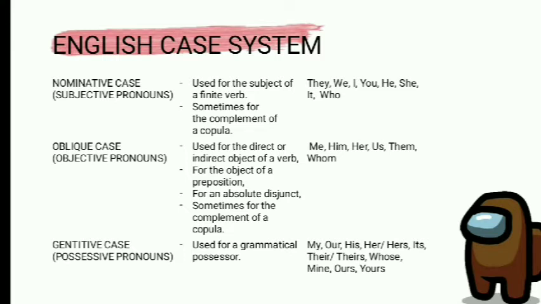Second, oblique case or objective pronouns is used for the direct or indirect object of a verb, for the object of a preposition, for an absolute disjunct, sometimes for the complement of a copula, such as me, him, her, us, them, and whom. And the last, genitive case, or possessive pronouns, is used for a grammatical possessor, such as my, our, his, her or hers, its, their or theirs, whose, mine, ours, and yours.